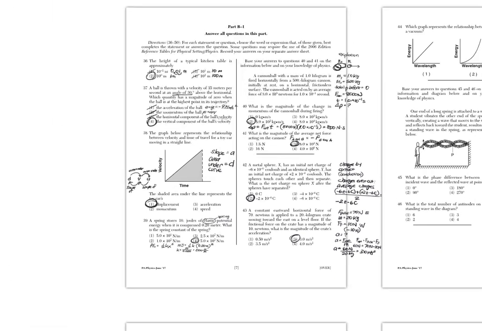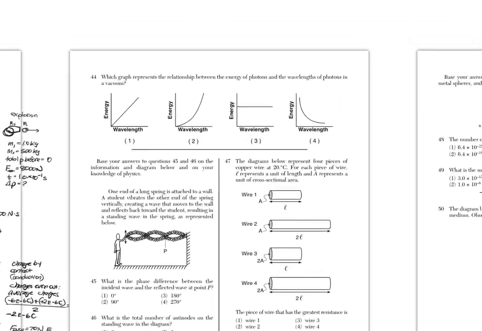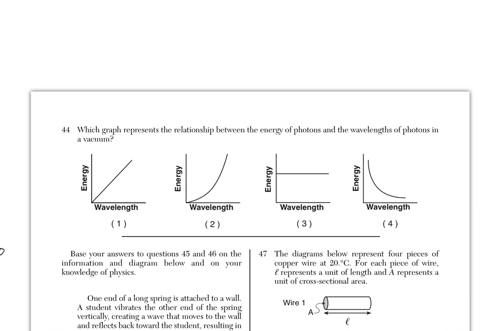All right, that's that column. Next page. How many pages in total? 3 pages. We can do it. Let's go. 44. Relationship between energy and wavelength of a photon.